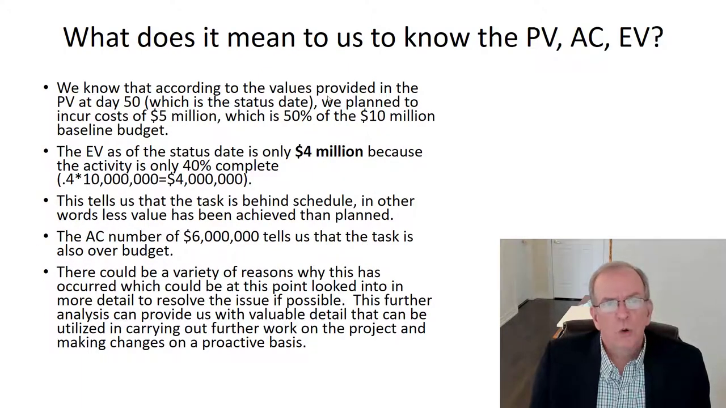So we know that according to the values provided in the PV at day 50, we plan to incur 5 million, 50% of the 10 million. The EV as of the status date is only 4 million. This tells us the task is behind schedule. In other words, less value has been achieved than planned as of that date. The actual cost number of 6 million tells us that the task is also quite substantially over budget.